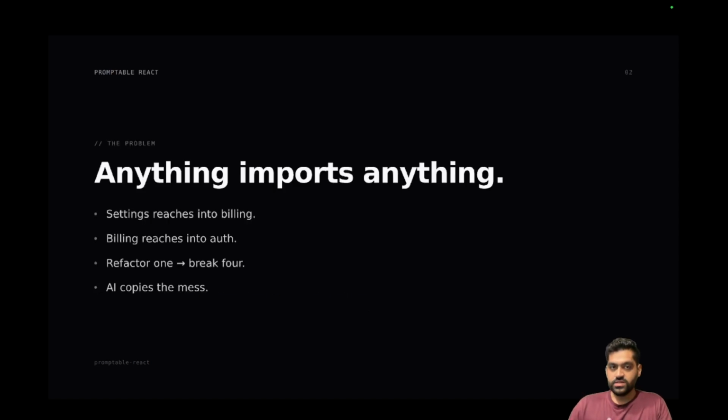What are boundaries? The problem that is happening in your code base right now is anything is importing anything. Let's say one page is importing a hook. That hook is importing a utility, but that utility is then used by some other hook or some other page or some other utility, right? Now if you refactor one thing, four other things can break, and AI has the tendency to copy patterns. If this is the pattern that you're following, then your code base will never be AI ready, period.